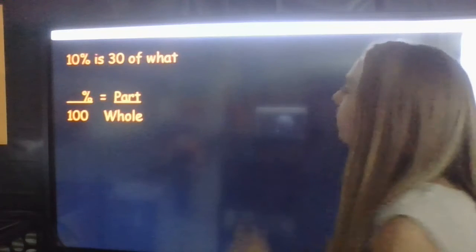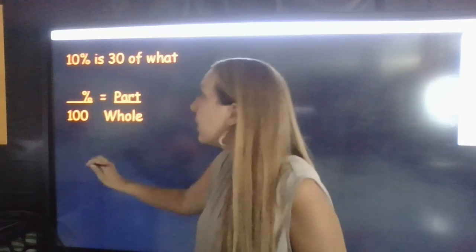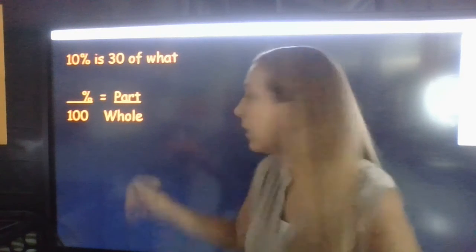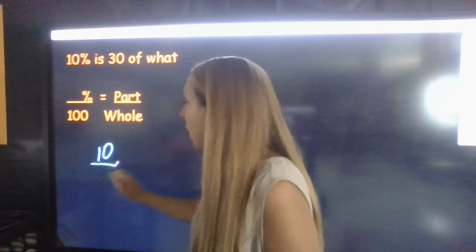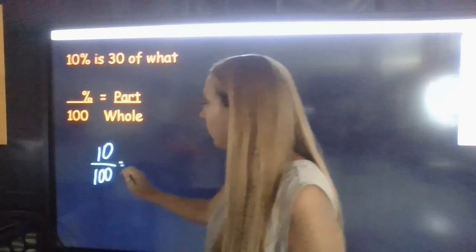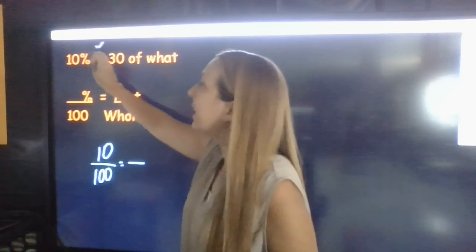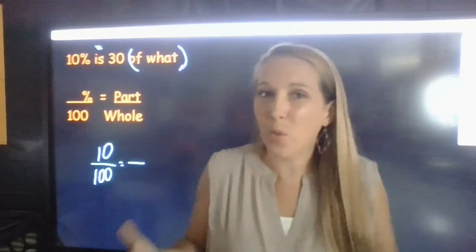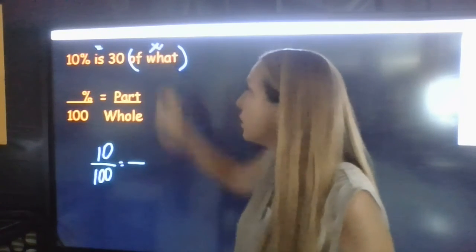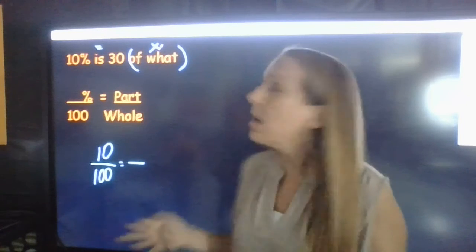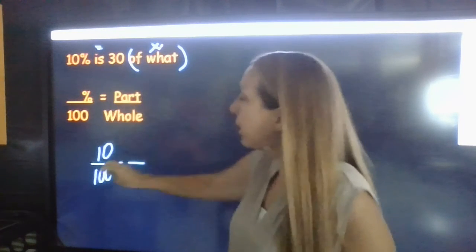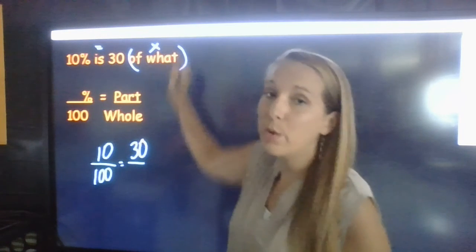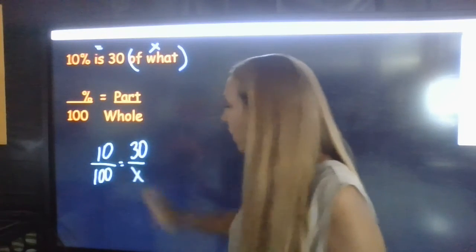All right, so then we have another one. We have 10%. So again, automatically, I see 10%. Automatically, I know it's going to be over 100. So we're going to put 10 over 100. And then it says 10% is 30. And then it says of what? Now on this part, I don't know what the what is. So that's our total. Our total is the part I don't know. So 10% is 30. So 10 equals 30. So your part goes on top, and we don't know the total, so we put the X on bottom.